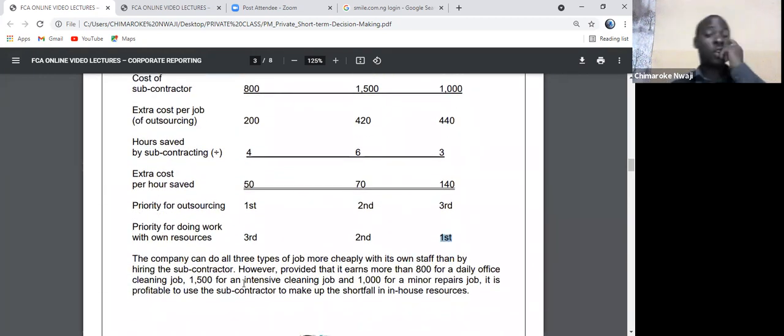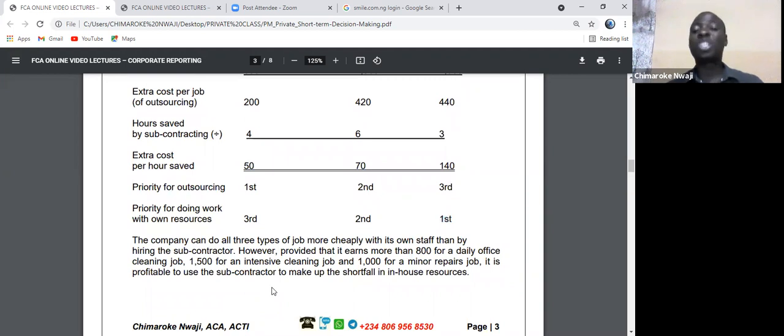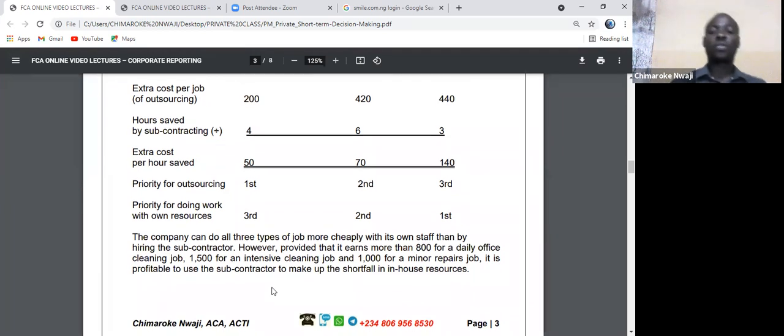All right, now the company can do all 3 jobs more cheaply with their own staff than having to hire a subcontractor. However, provided that it earns more than 800 naira for daily office cleaning, 1,500 for an intensive cleaning job, and 1,000 naira for a minor repair job, it is profitable to use a subcontractor to make up the shortfall in the in-house resource.